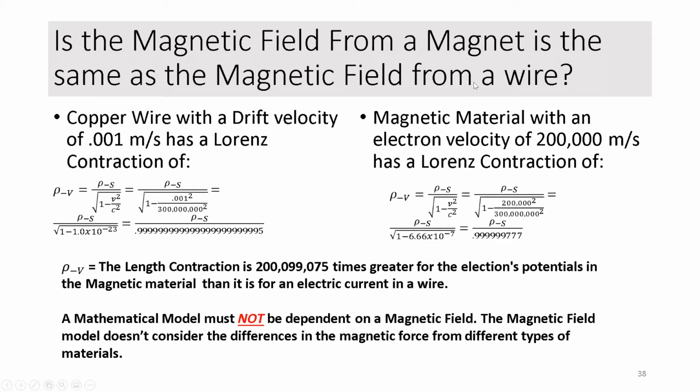Well, when we do it for the atom, a magnetic material with electron velocity here, we're getting a much different number. I mean, these numbers are different by 200 million times. So these two interactions are not going to directly sum.